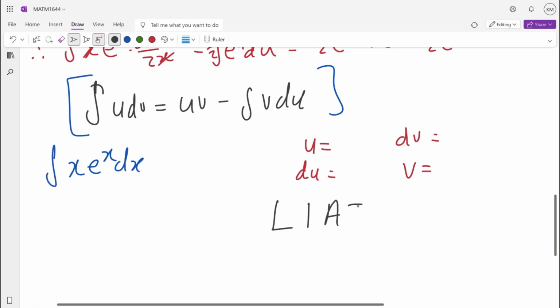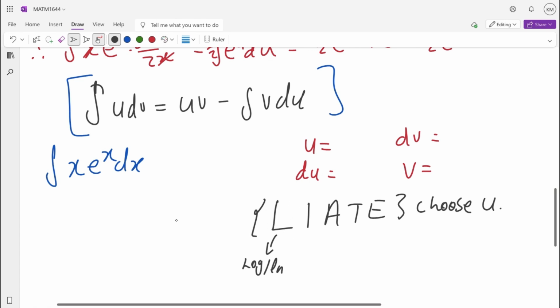LIATE. Okay, so you just follow this. This will help you to choose which one is your u. So you use this one to choose u, where L basically stands for logarithmic functions. So logarithmic functions, the first one, L, is the one that you choose first. Okay, the first that appears is the one that you're gonna choose.